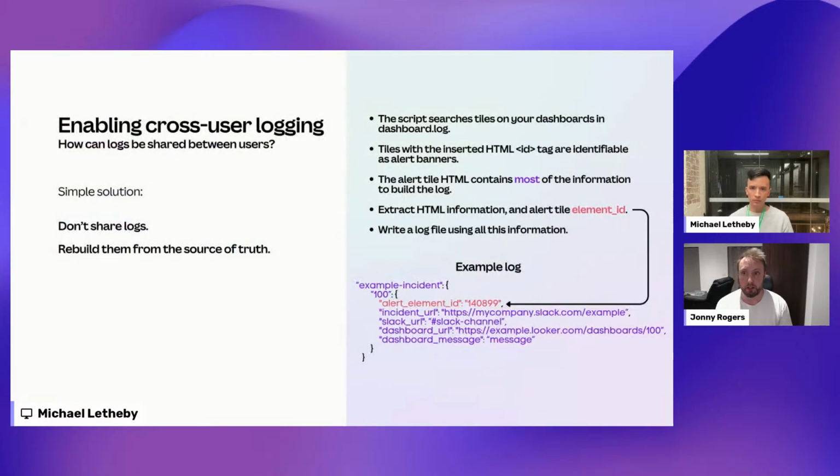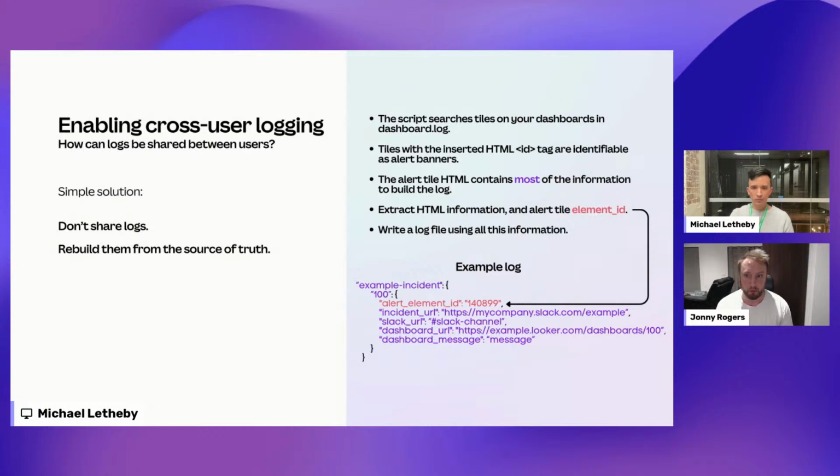So as I mentioned, when we create the alert banner tile, we need that element ID to update or remove it. And given all of this information exists in our log file, we were initially brainstorming ways of sharing the log file so that the teammates all had the same information. But we landed on a solution that I have alluded to that was even more simple. Users don't actually have to share log files. A user can refresh their own file by simply rebuilding it using the information that's embedded in the HTML in the Labs banner elements. So I'll explain.